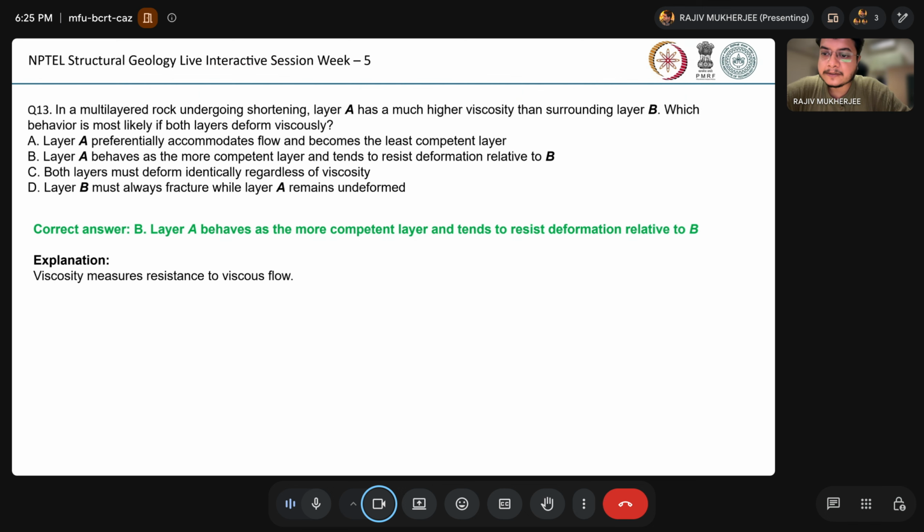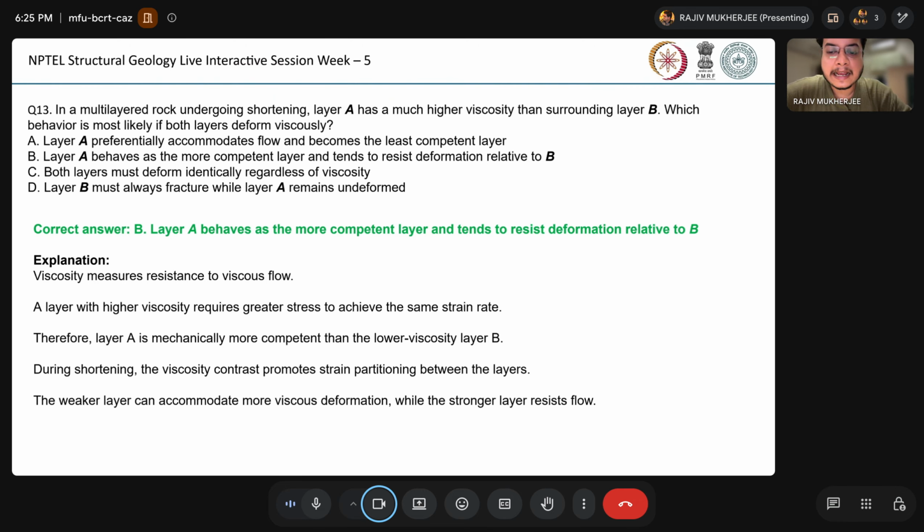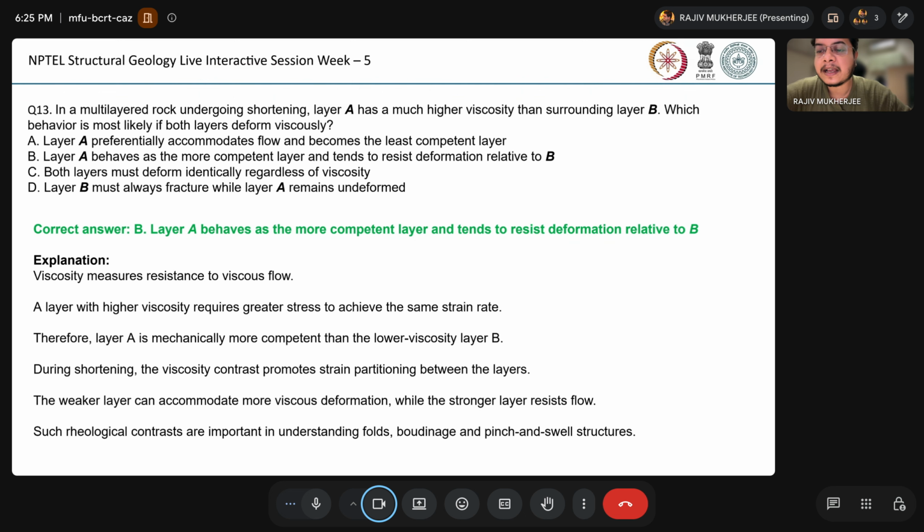So the explanation is that viscosity measures resistance to viscous flow. It's simple, right? A layer with higher viscosity requires greater stress to achieve the same strain rate. And therefore layer A is mechanically more competent than the lower viscosity layer B. So during shortening, the viscosity contrast promotes strain partitioning between different layers. It's obvious. The weaker layer can accommodate more viscous deformation while the stronger layer resists the flow. And such rheological contrasts are important in understanding folds, boudinage, and pinch and swell structures in the field, right?